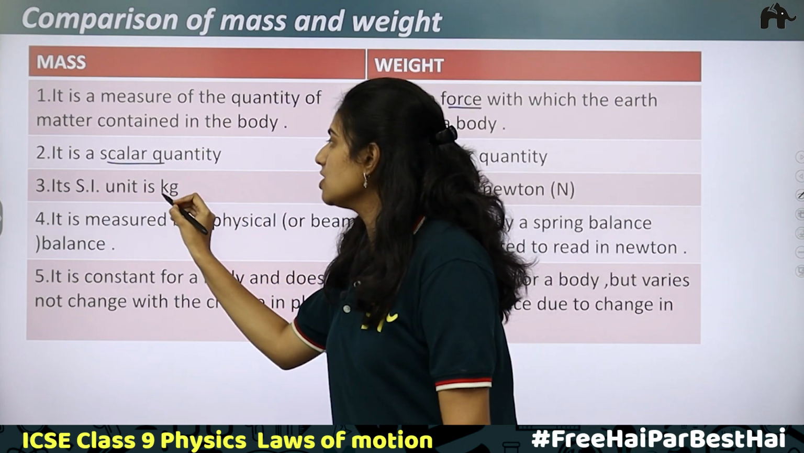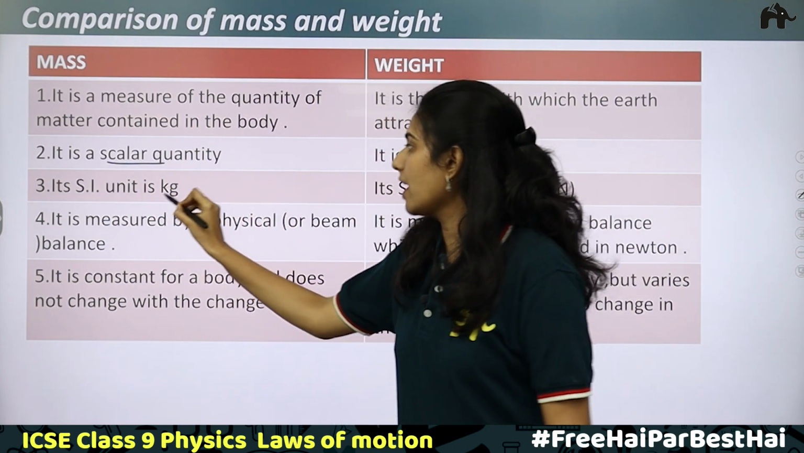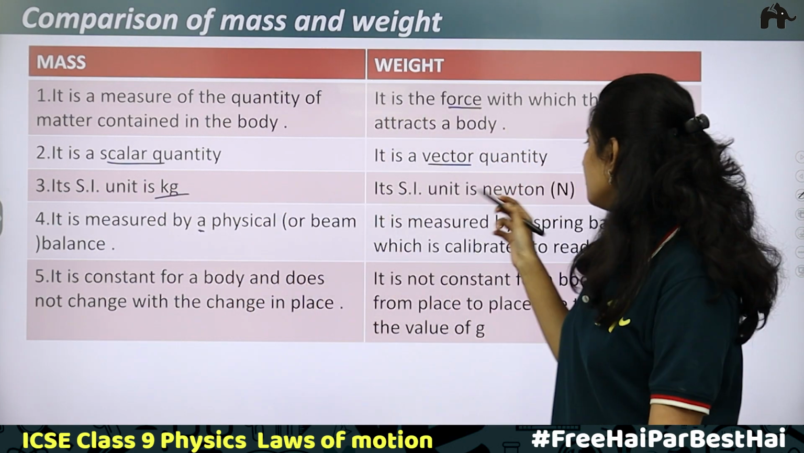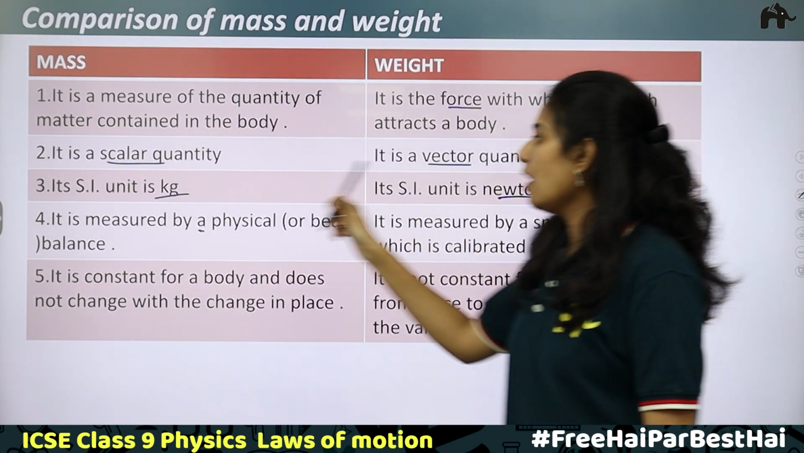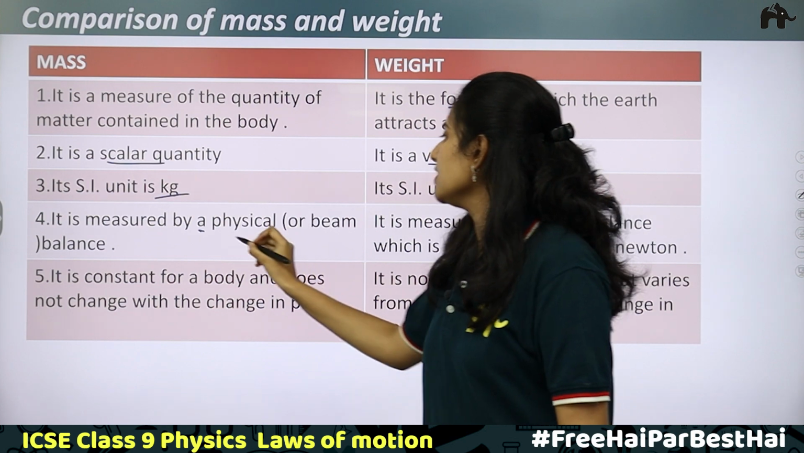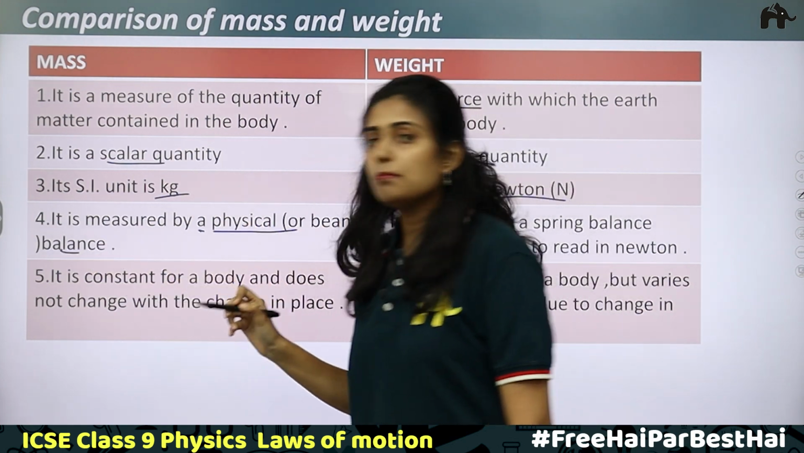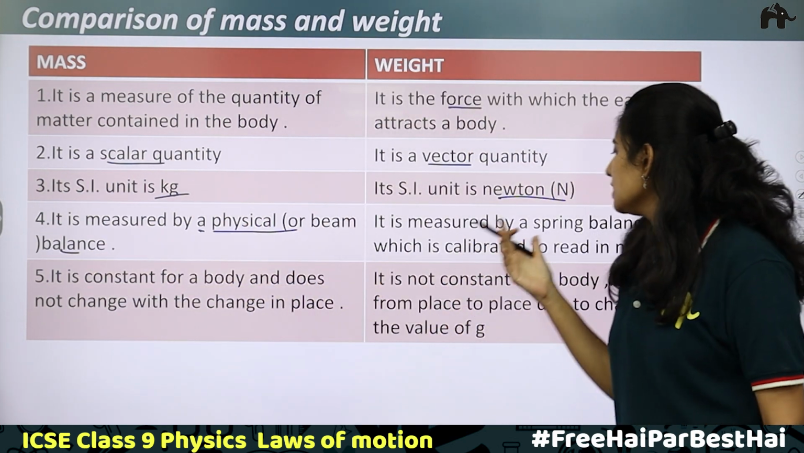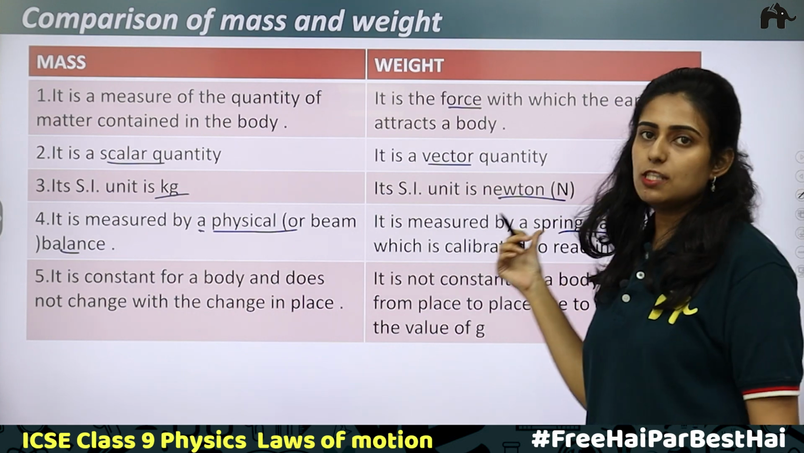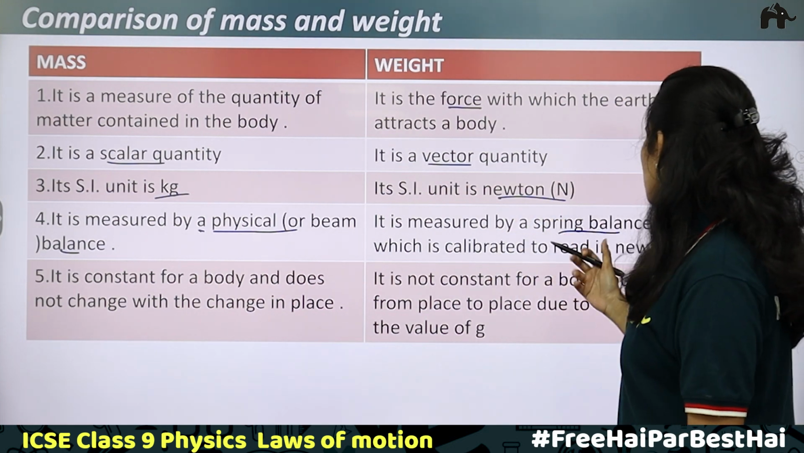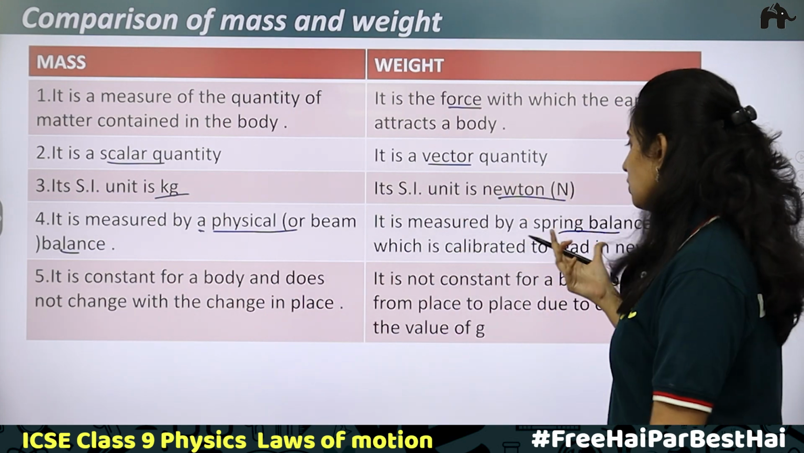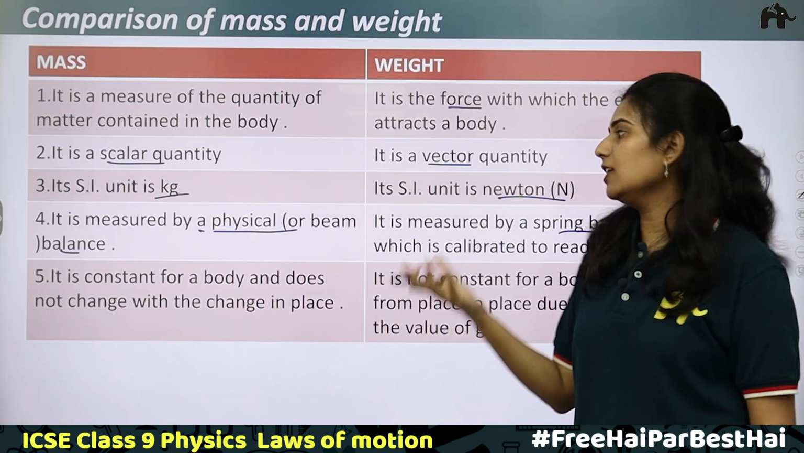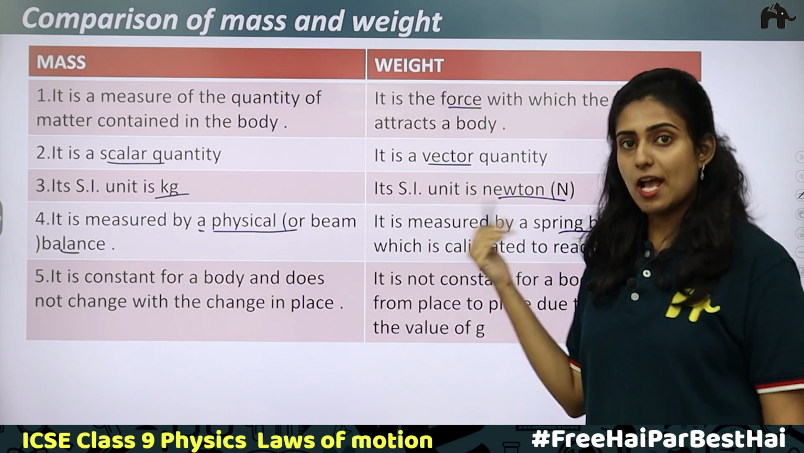Third, SI unit of mass is kilogram and that of weight is Newton. We have discussed other units as well. Now the fourth point: mass is measured by a physical balance or a beam balance is used to measure. Weight is measured by a spring balance. In this case, spring balance is used, which is calibrated to give the result in Newton. If you are using a physical balance, then you will be getting weight in kilogram force.